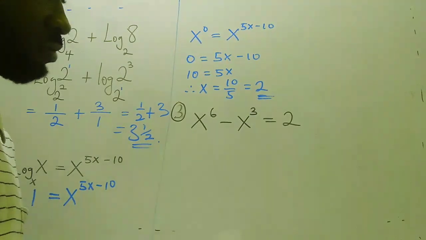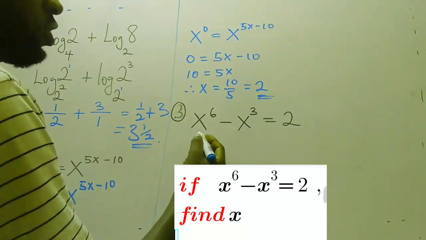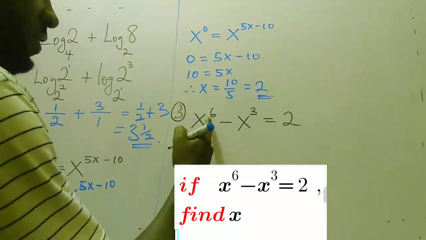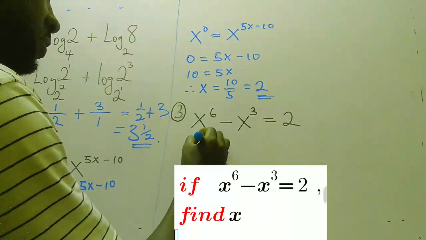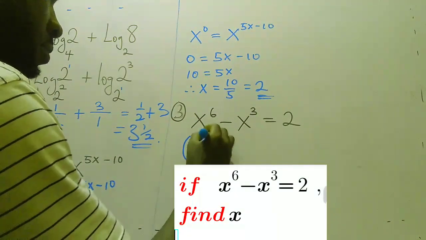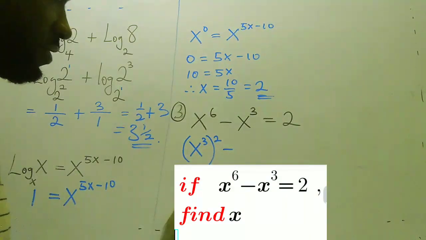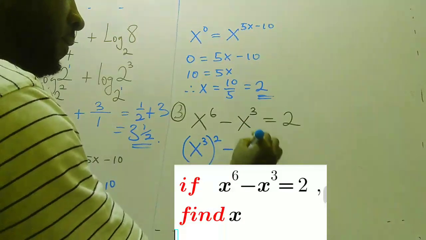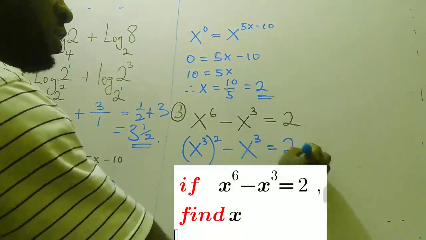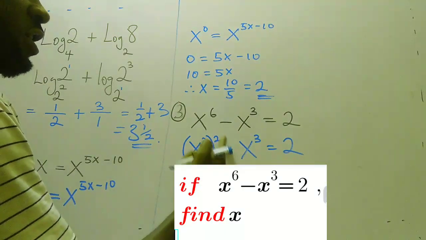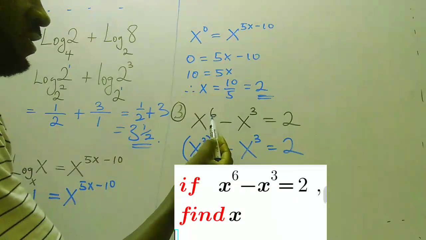So the third one, for me to solve this, what I'm going to do is write this x to the power of 6 as x to the power of 3, bracket 2. So this is where your knowledge of indices, the laws of indices, comes to play. We are applying the power law of indices here because we know that if we multiply this back, it will still give us back this. So 3 times 2 gives us back this 6.